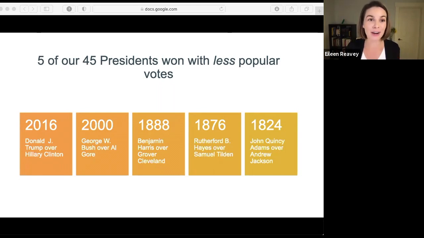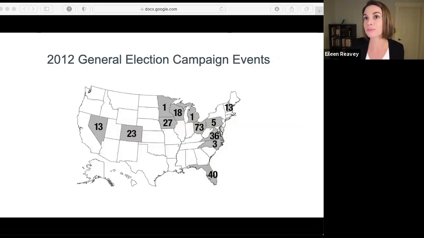So we almost had a third divergent election in the last 20 years, and one that would have denied a Republican the White House after he won the popular vote. So this brings us to the battleground state problem.